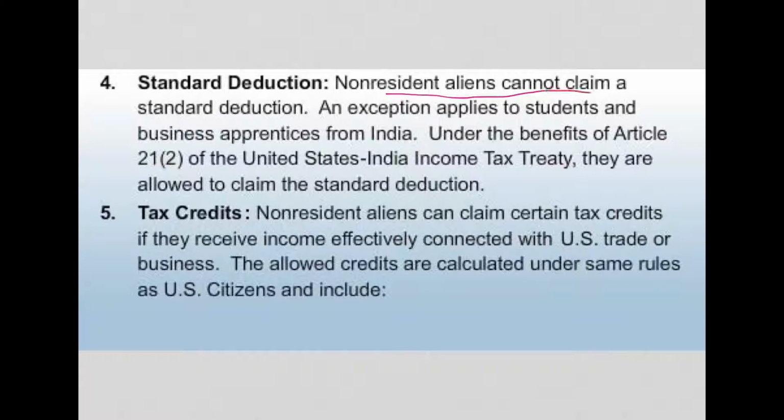Non-resident aliens cannot claim a standard deduction. They would have to itemize because they cannot take the standard deduction, except, there's always an exception, under the treaty with India. And again, you'd have to file the form in such a way to show that you're claiming the treaty exception. Now, tax credits: non-resident aliens can claim certain ones.